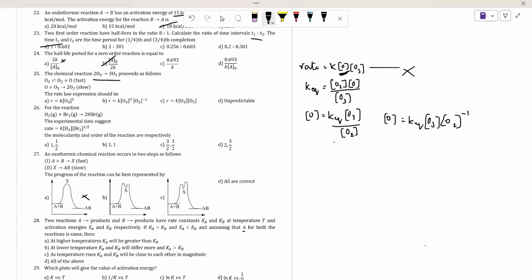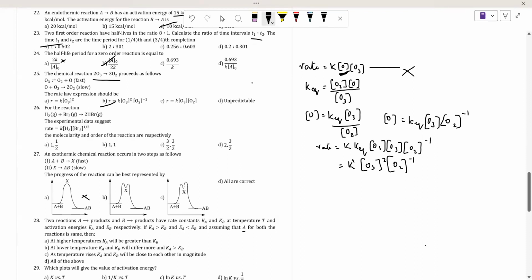Substituting this in the place of this O. So what will you get now? Rate is equal to K into KEQ. Already in the rate expression one O3 is there, and here also you will be writing O3 and O2^-1. So this will become KEQ, and one more new constant will be formed, hence K dash, you can write O3 square and then O2 raised to the power -1. So which option is correct, student? Option B is absolutely correct. Remaining all the options are not correct.